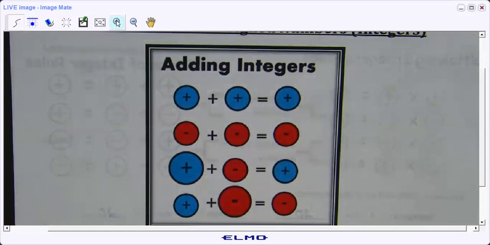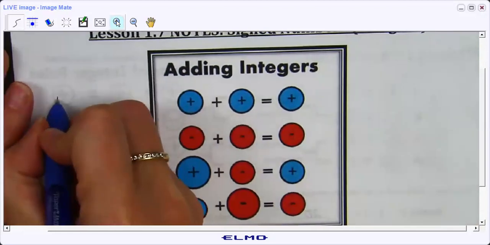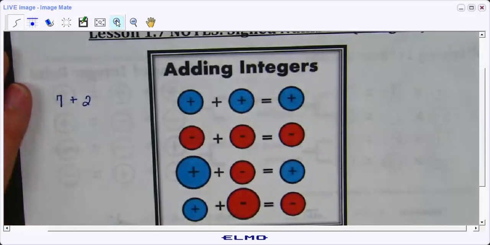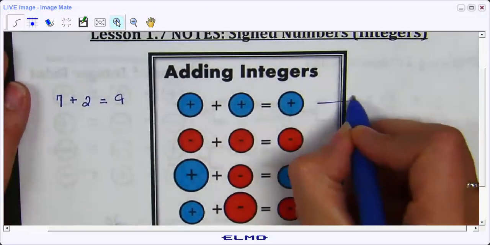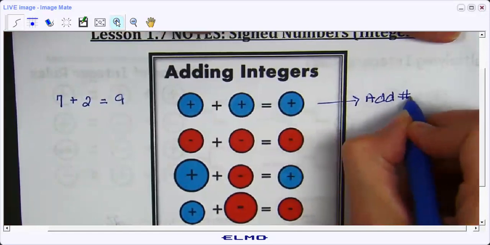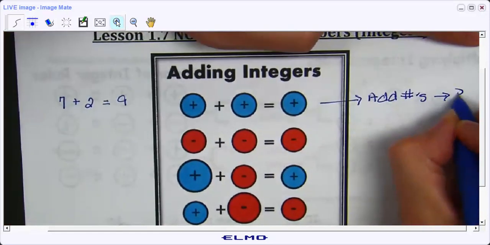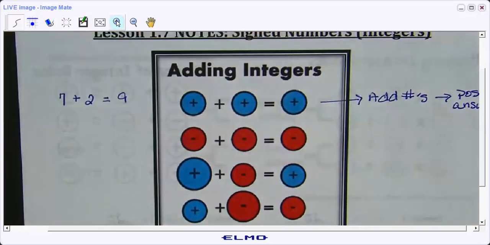So what this is saying is that when you are adding two positive numbers, there is nothing different than what you already know, right? I'm going to use the example of 7 plus 2, both positive numbers. When you add them, you're going to get a positive result. So over here, I'm going to say add numbers, and you're going to get a positive answer. Now, that's not new. Let's look at the next one.